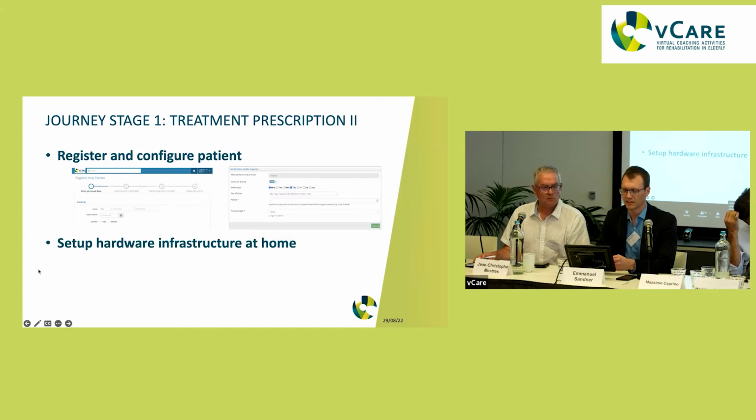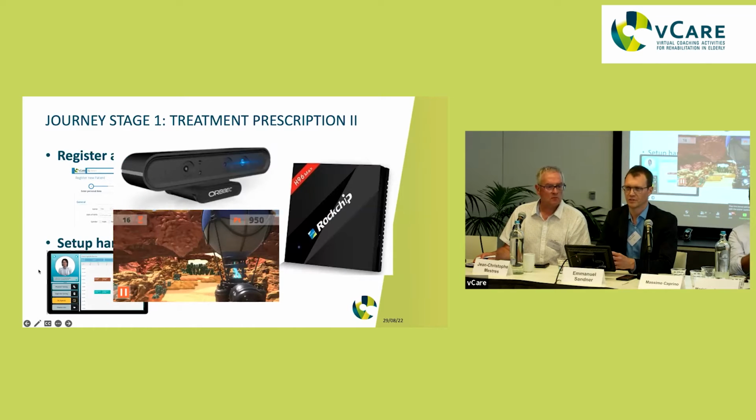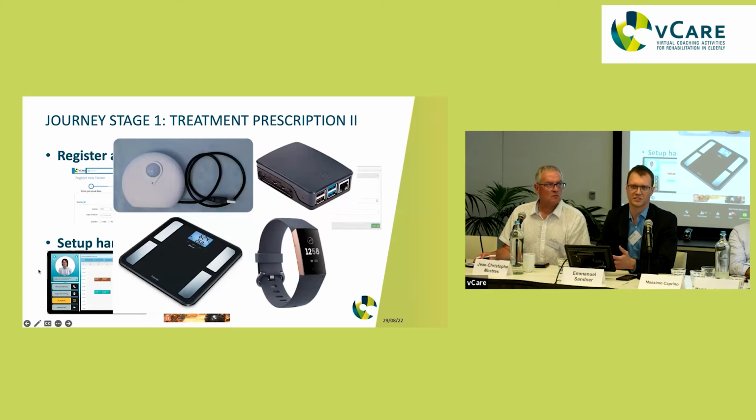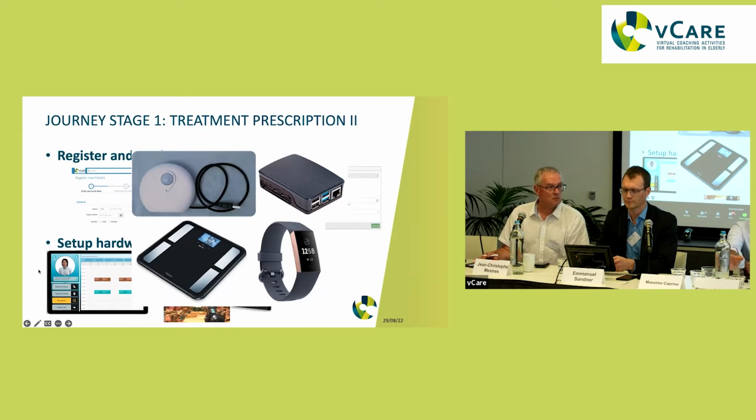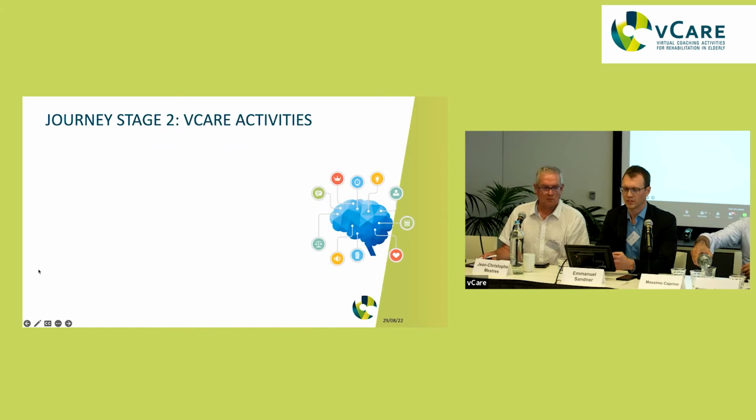Then at the home setting, as said before, we have the tablet with the avatar application. We have a set of rehabilitation applications for the rehabilitation games for cognitive and motor games. And we have a couple of sensors that are needed for contextual information from the patient. Then we can continue to the second stage for the initiation of the vCare activities.